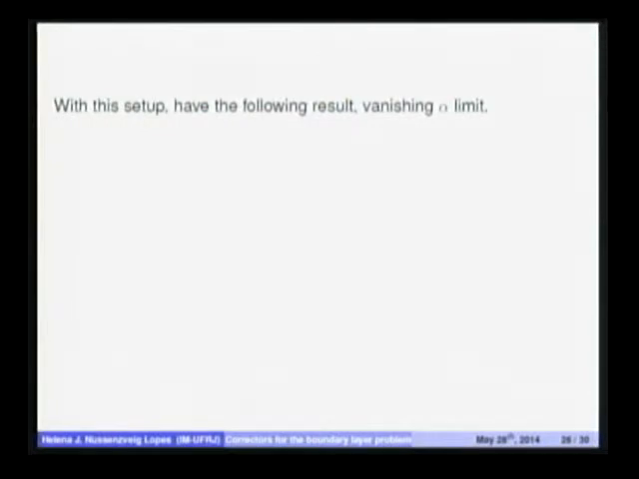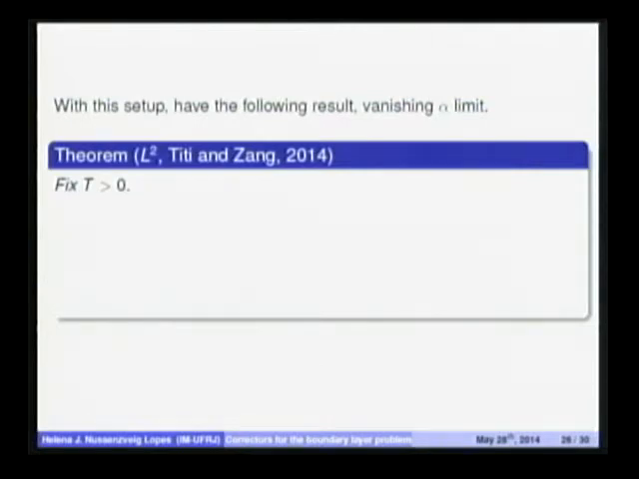Okay, so with this setup, we have the following result on the vanishing alpha limit. This is a theorem, a preprint actually, submitted with Milton, Idris, and Ibn Zhang.